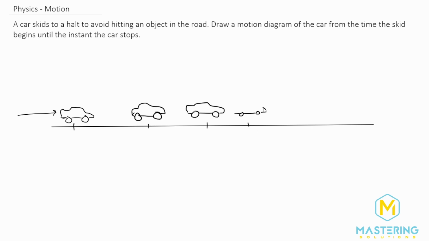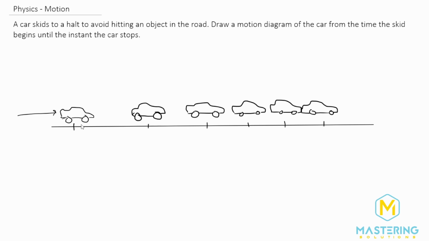Oh, these cars are not the same at all. That's okay. And now it's going to be even slower because it's almost stopping. Apparently when you skid, your car's tires shrink down. And then right here, it's essentially almost stopped. And now it stops right there.